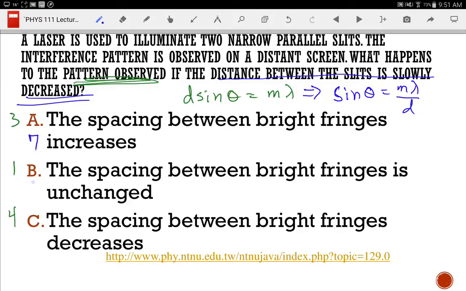Repolling, we had 7, 0, 1. Well, like we said, if D decreases, then theta must increase. And so the correct answer was A.